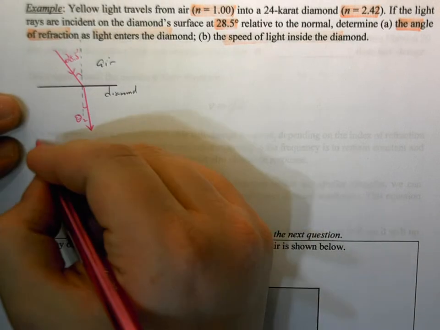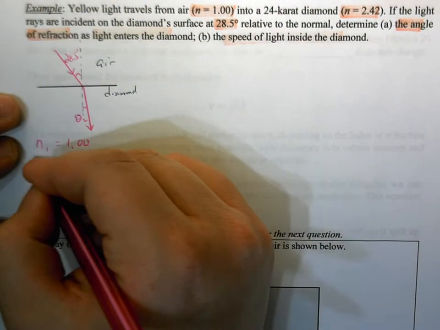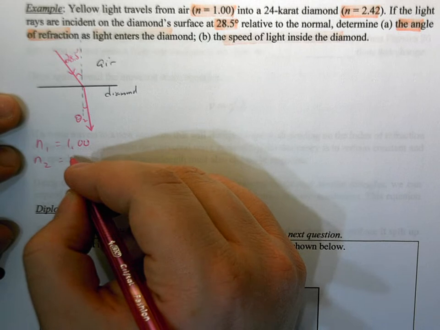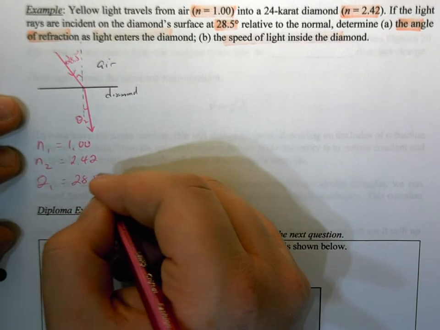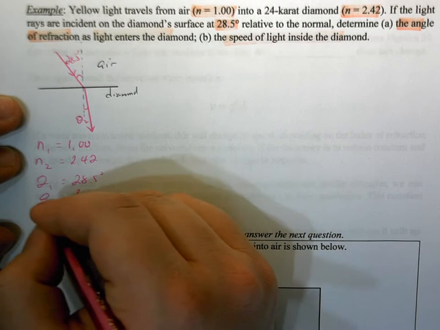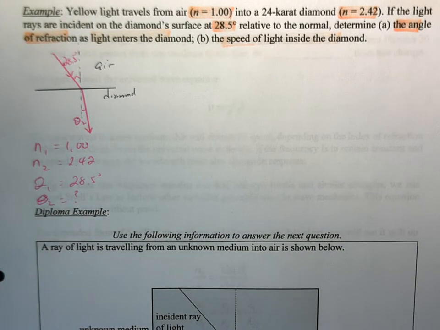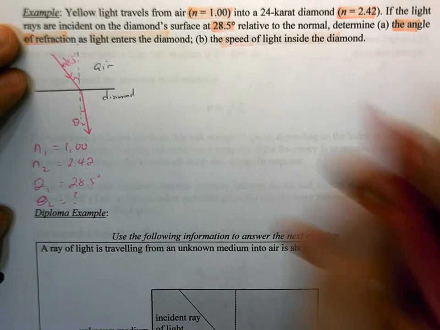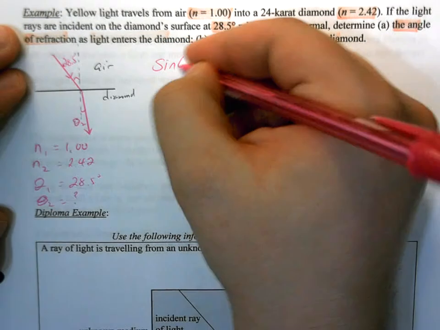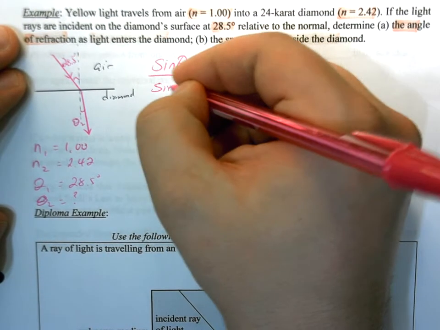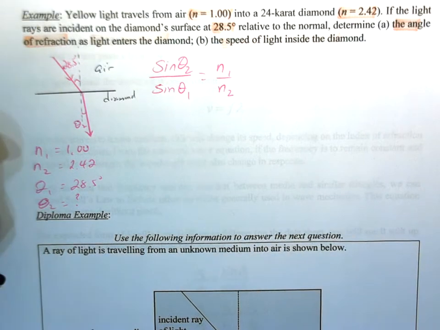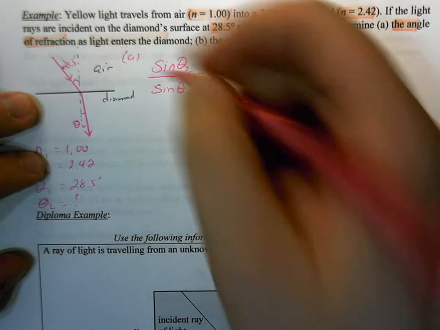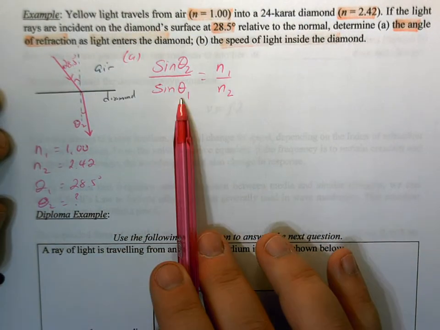So in this, we know n1 is air. We know n2 is 2.42. We know theta 1 is 28.5 degrees. So we'd like to find theta 2. For this, we're going to use Snell's law. So we know that sine of theta 2 over sine of theta 1 is going to be n1 over n2. Now in the data sheet, you'll notice that it's sine theta 1 over sine theta 2.